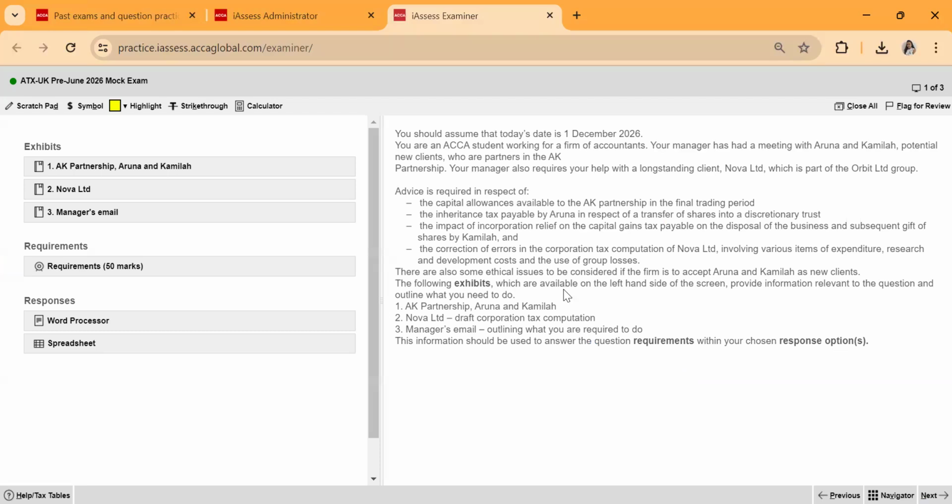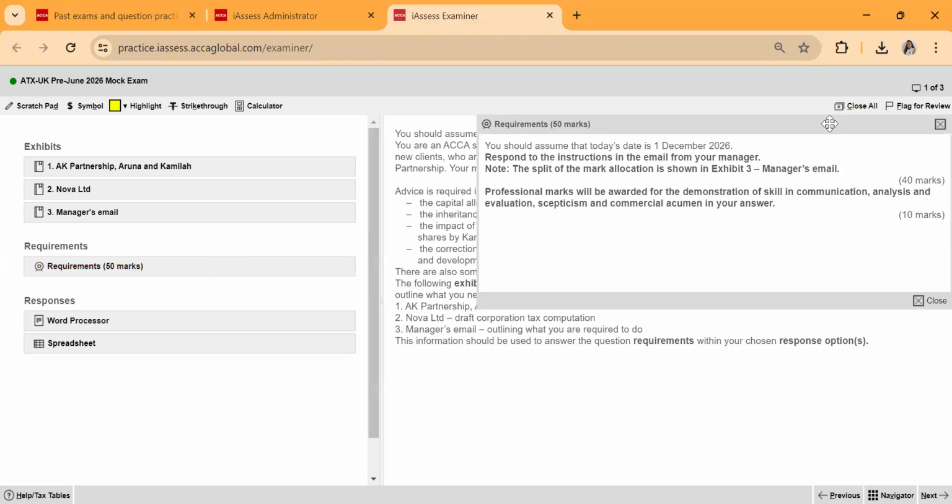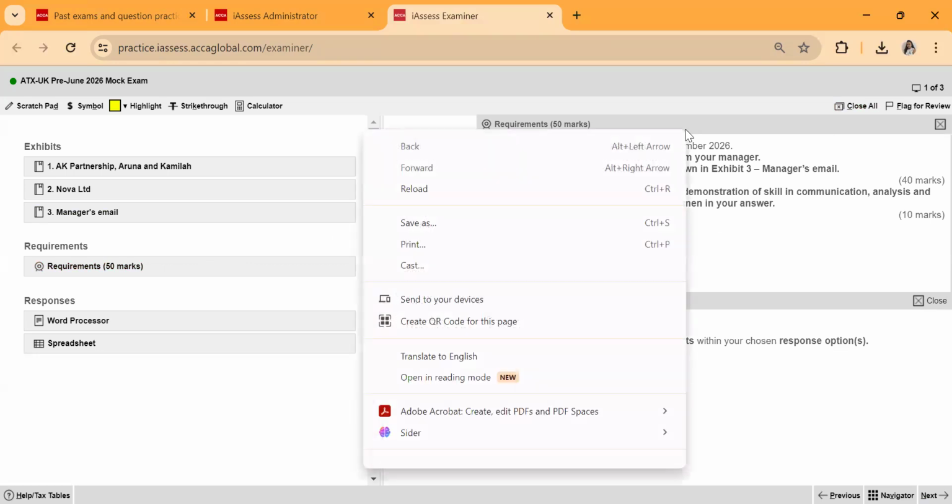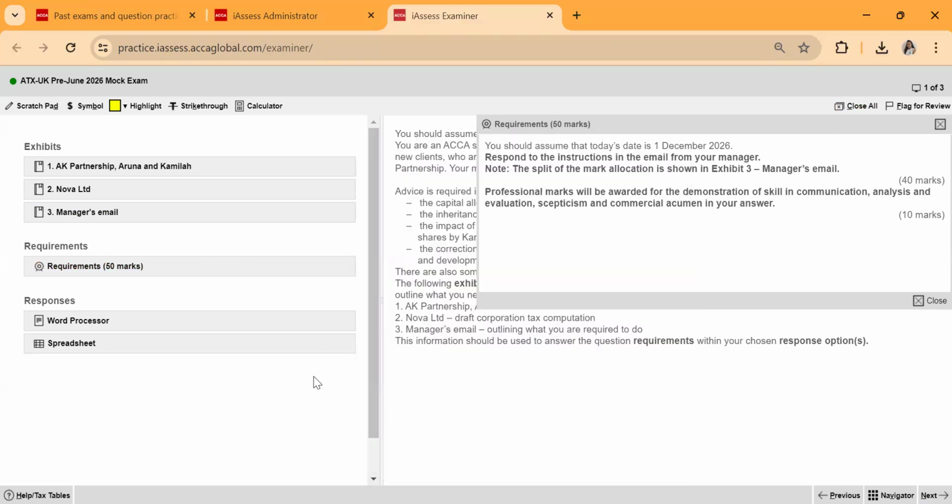The following exhibits are available on the left hand side of the screen. They provide information relevant to the question and outline what you need to do. First is AK Partnership, Aruna and Camilla, then Nova, and then you have the manager's email. Always remember the third exhibit, the manager's email, will always carry the requirements to be fulfilled. So let's look at the requirements first, and based on that, we will go to the respective exhibit. First, obviously, we'll go to exhibit 3, because that will cover the detailed requirement.